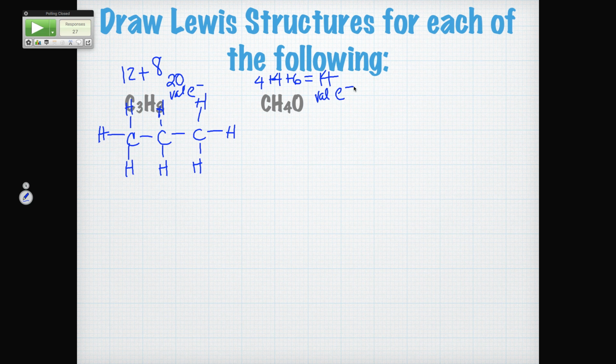How do we want to put this one together? Carbon bonded to the oxygen. Let's take that carbon and bond it to an oxygen. Now we have how many hydrogens? 4. Where do they go? Around the carbon. How many? 3. Don't give carbon more than 4 bonds. And the oxygen gets 1. It doesn't matter if you draw it across, up, or down.